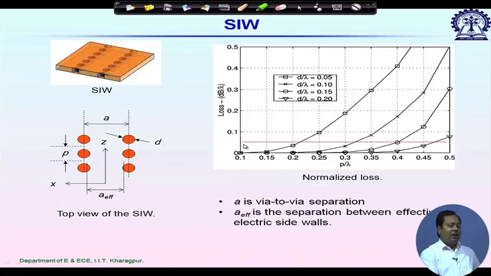So for a given d, if I increase periodicity, again we will be facing the same problem. Now if I define the loss by a suggested value, let us say 0.05 dB per lambda, then we can't consider any value on top of this red line. We have to consider only the bottom of the red line. So it determines some design criteria. We have some limiting value of d, below which we can't use, otherwise there will be higher leakage loss through this gap between two metal vias.